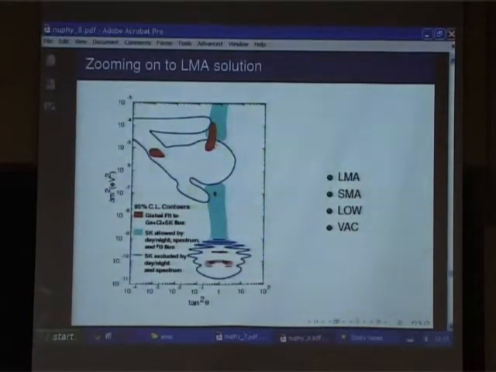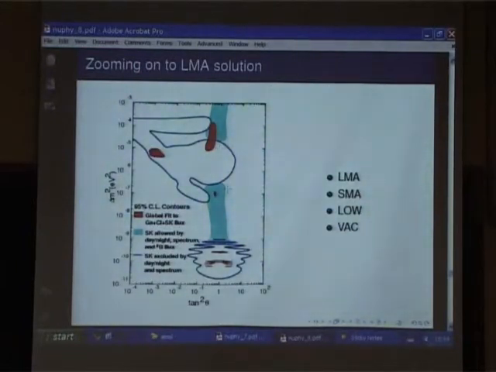So now comes the final step. Now that we understand the Sun well, we should be able to reproduce the same solution by looking at a terrestrial experiment where we produce neutrinos and we detect neutrinos. Before that, let's look at this plot again.